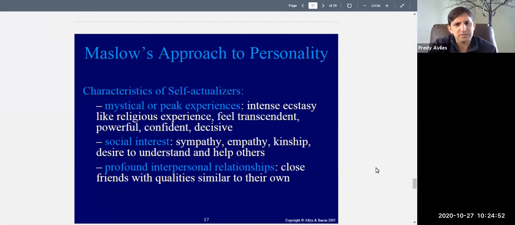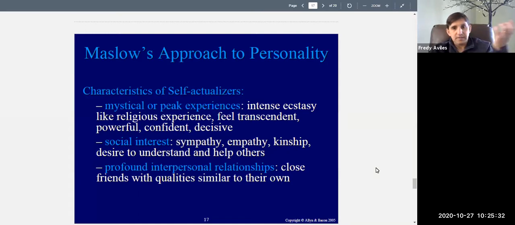And in others as well, it's not just the environment, by the way. Self-actualizers are also more likely to have what we call mystical or peak experiences. It's an experience where you feel completely happy, completely at ease, almost like a religious experience, an experience of intense ecstasy, right? Where you feel transcendent, you feel powerful, confident, and decisive. Think of a moment in your life when you felt like everything was wonderful, when you felt completely happy. Think about what was happening, right? That moment where you felt everything was wonderful. That was probably a mystical or peak experience.